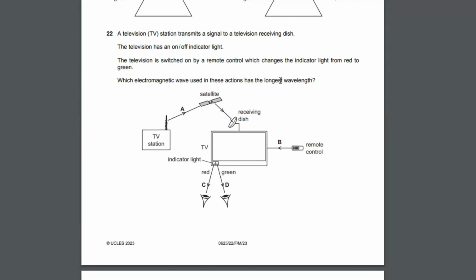So the longest wavelength will have the least amount of energy, and as it is longest, that means it can travel more. So it is this, A. It has to go from the TV station to the satellite, then from the satellite to the receiving dish. So A has the longest wavelength. The remote control has infrared, which is longer than red light, which is this red and green, but it is not longer than the microwaves, which is my radio waves, which the satellites use. So it is A.